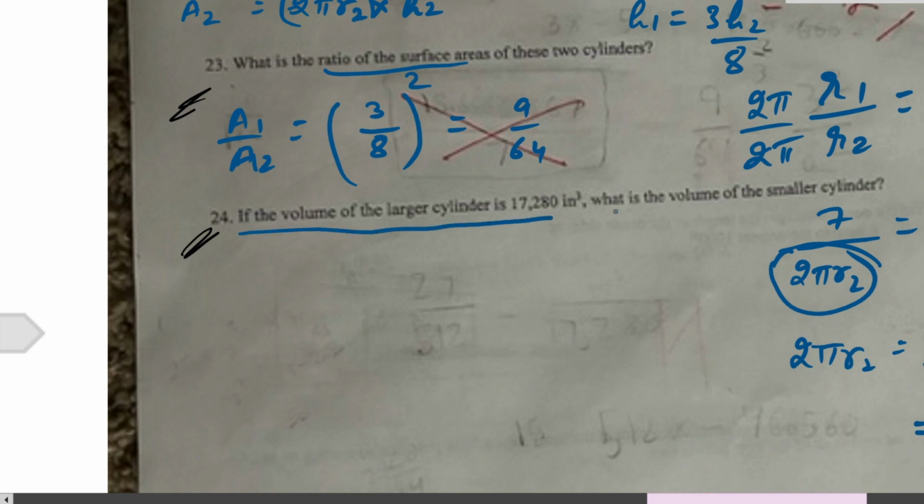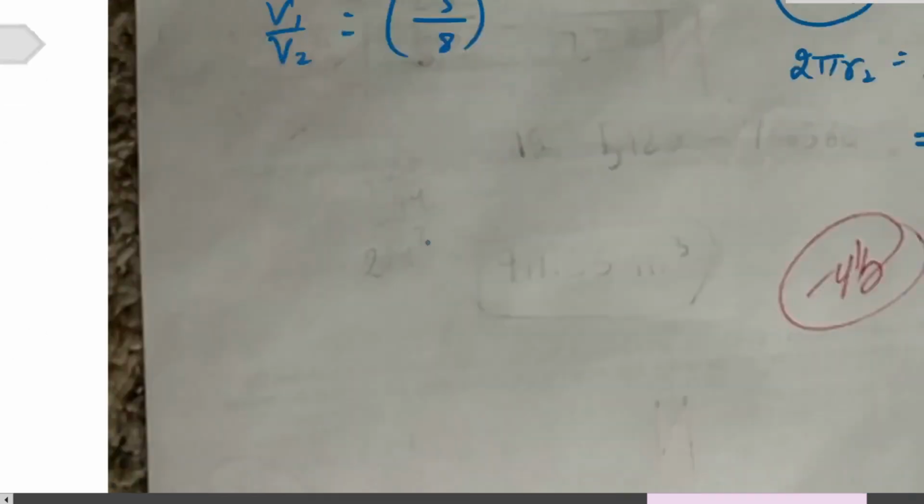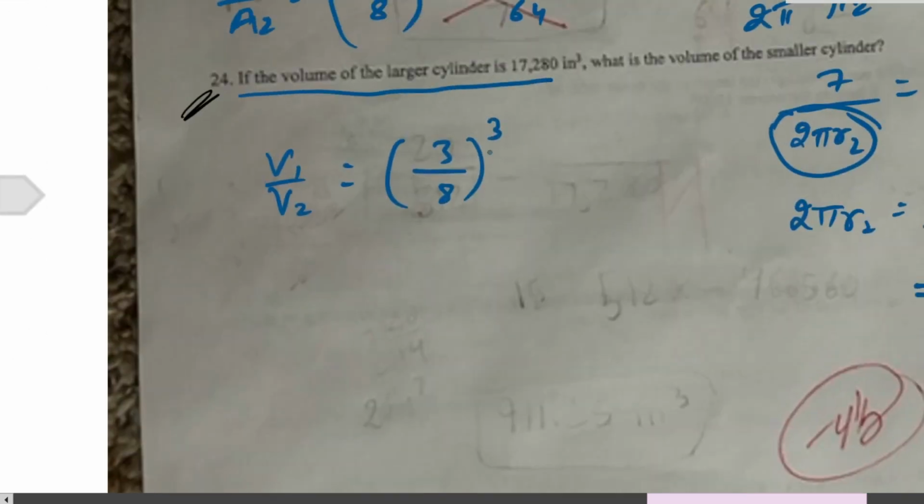If the volume of the larger cylinder is this, what is the volume of the smaller cylinder? Okay, so for volume, the ratio of the volume is going to be the ratio of the corresponding sides and then cube. So we can take 3 by 8 here, and then we know the larger cylinder, so which was the larger one? Second one was larger.